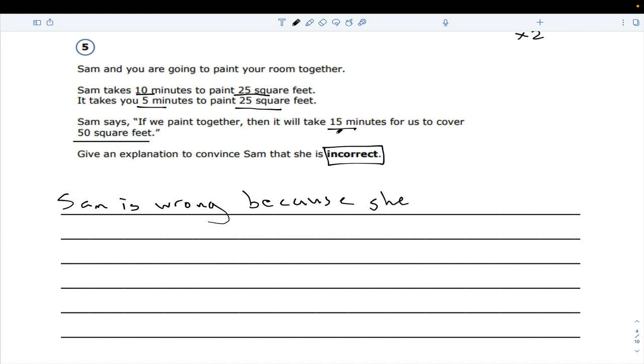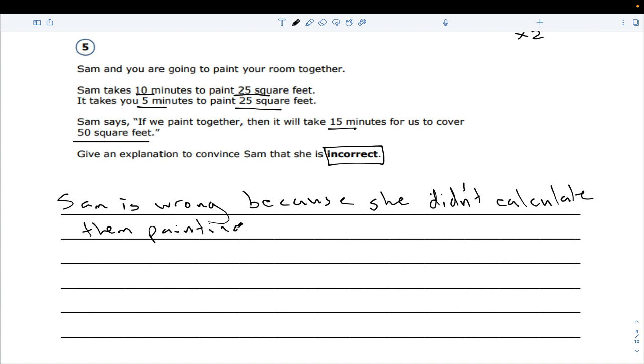Jameson, what did you notice about why she was wrong? What was her misunderstanding? The time doesn't add in that way since they're painting at the same moment. So we could say she didn't calculate, or she didn't think they were painting at the same time. She didn't calculate them painting at the same time.